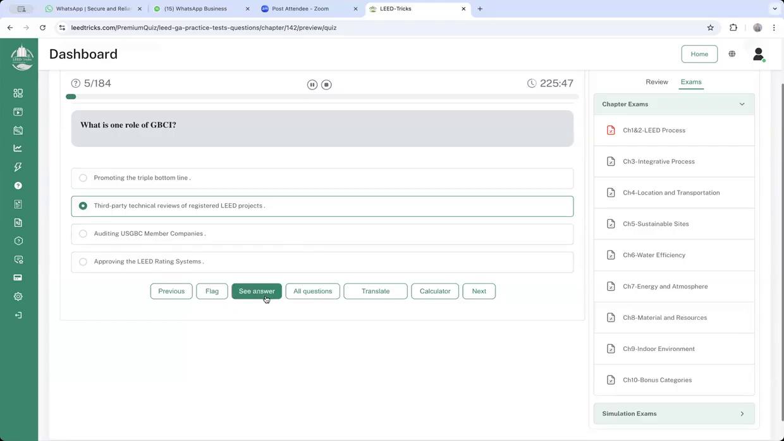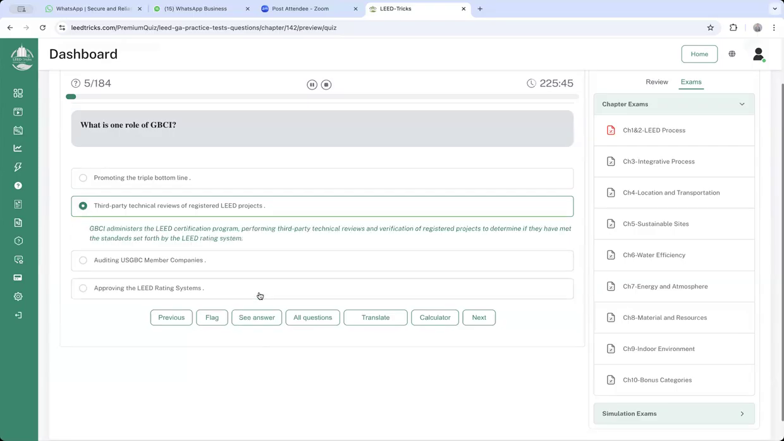No problem. Engineer Rowena, as I told you, it is third-party technical review of registered project. GBCI administers the LEED certification program, performing third-party technical review and verification of registered projects to determine if they have met the standard set for the LEED rating system. This is from the reference guide. Okay, so the others that give you red mean wrong.